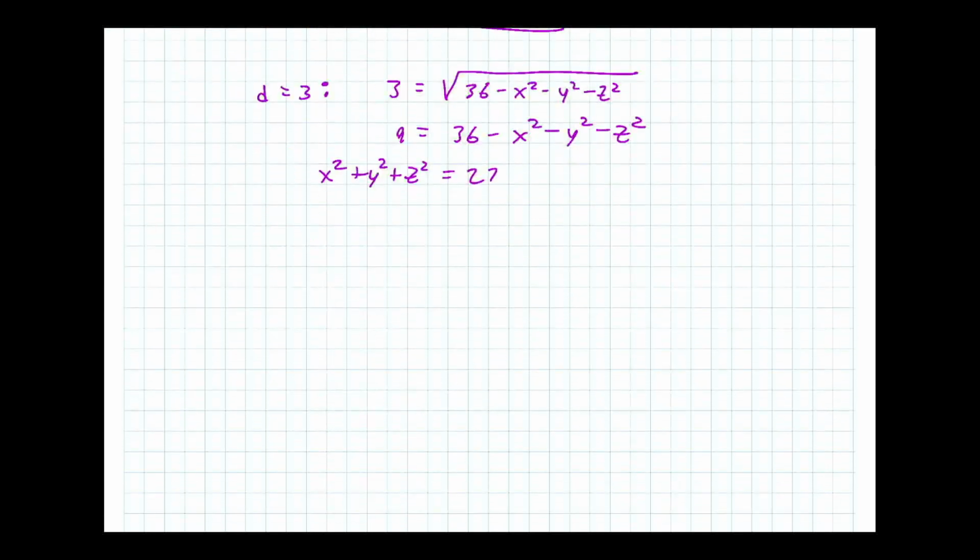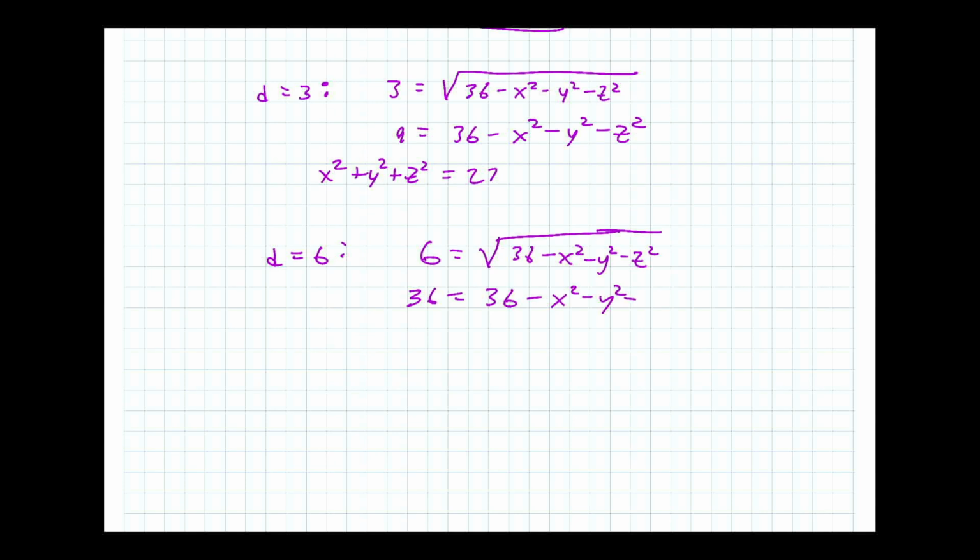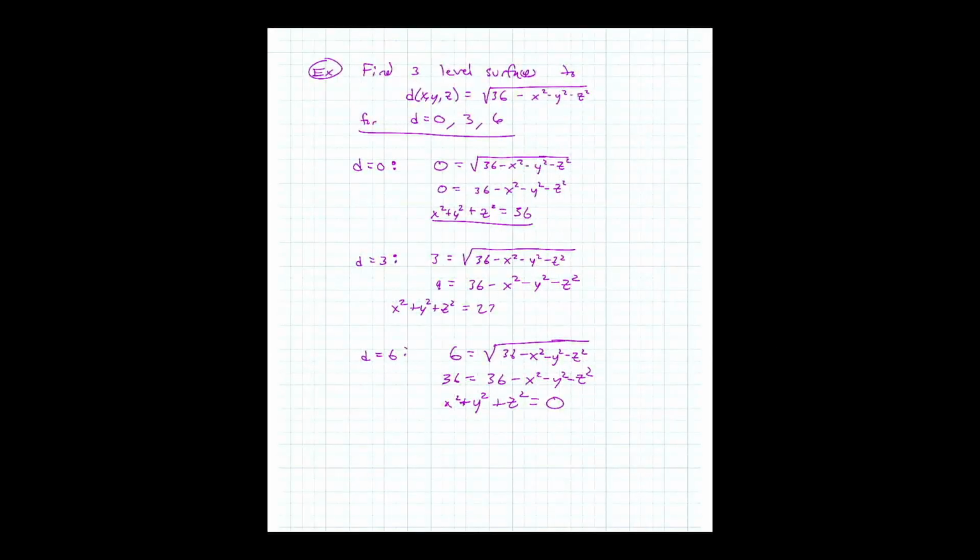Let's do d equals 6. 6 equals square root of 36 minus x squared minus y squared minus z squared. Square both sides. 36 equals 36 minus x squared minus y squared minus z squared. Rearrange, you get x squared plus y squared plus z squared equals 0. Okay, so these are the actual answers to what I said. I said find 3 level surfaces. Here they are. Those are the 3 level surfaces.